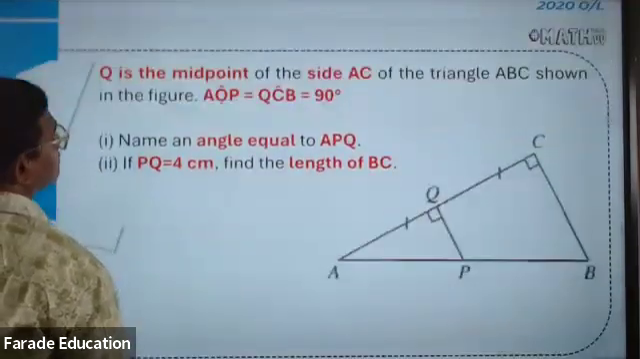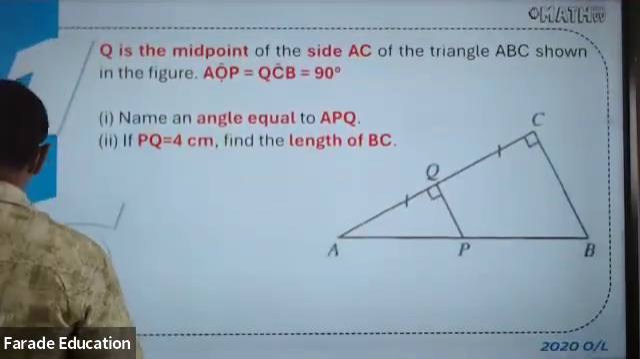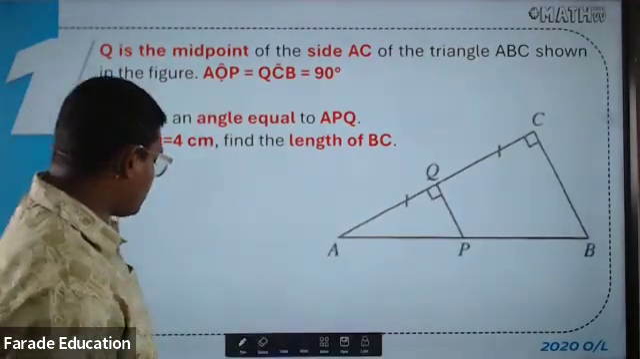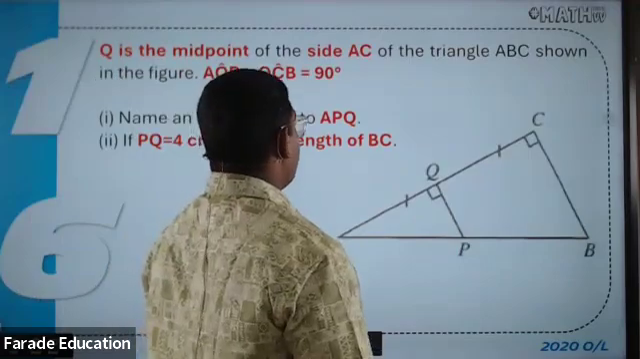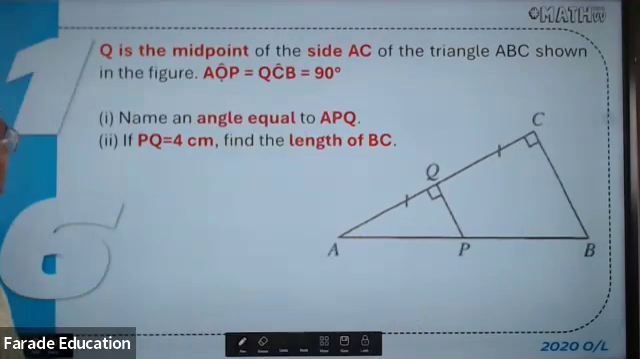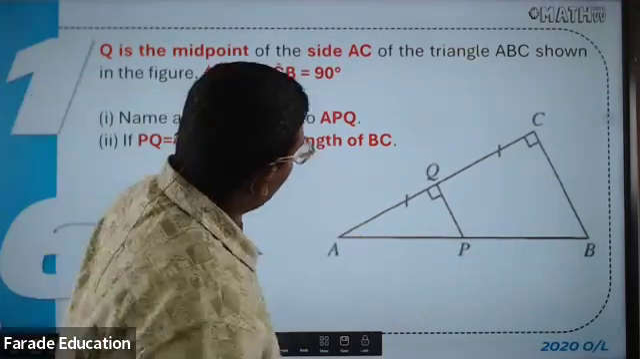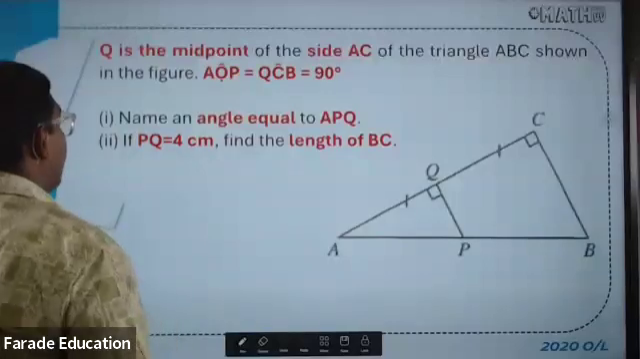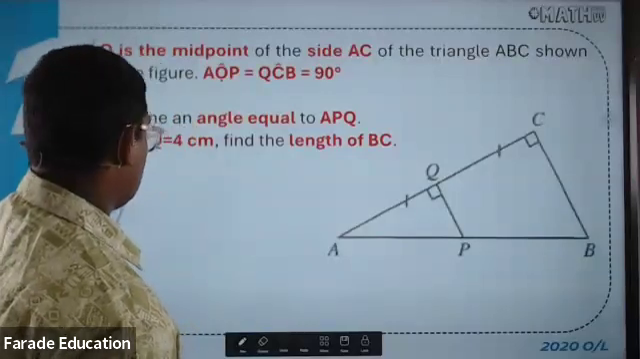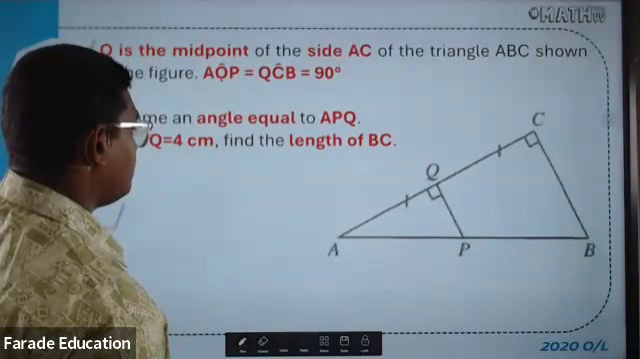16th question. Q is the midpoint of side AC of the triangle ABC shown in the figure. Angle AOP equals angle QCB equals 90. Okay, marked. Name the angle equal to APQ. APQ, okay.